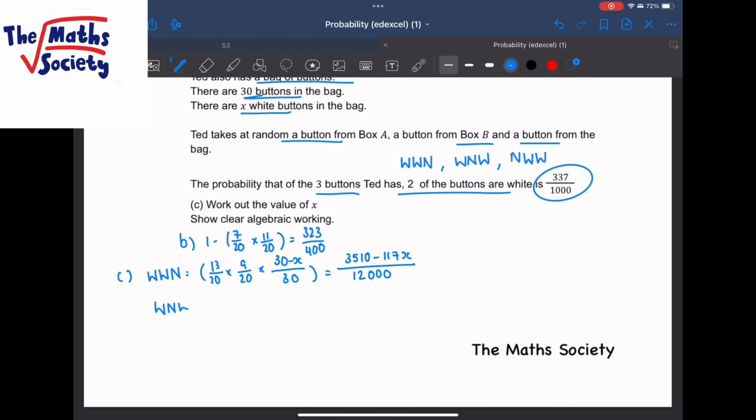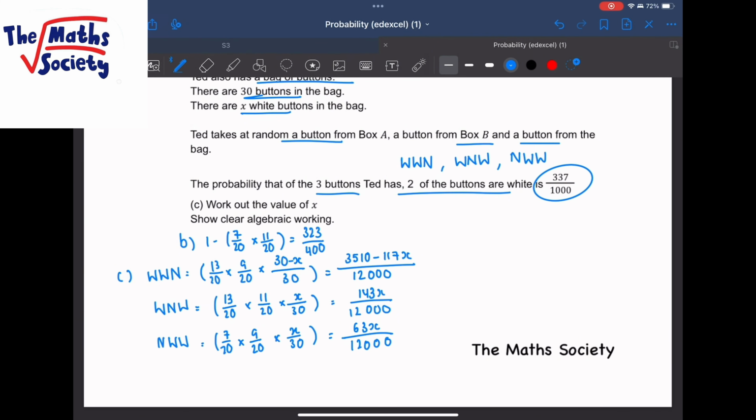And white, not white, that is 13 by 20, 11 by 20, multiply by x by 30. So that is 143x by 12,000. And we have not white, white, white. So that's 7 by 20, multiply 9 by 20, x by 30. So that's equal to 63x by 12,000.